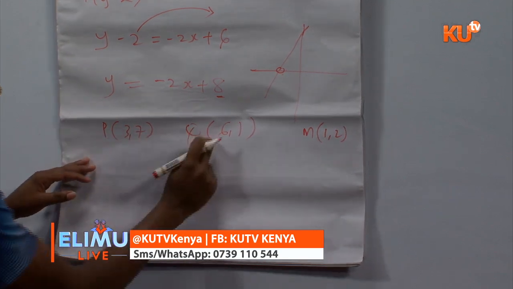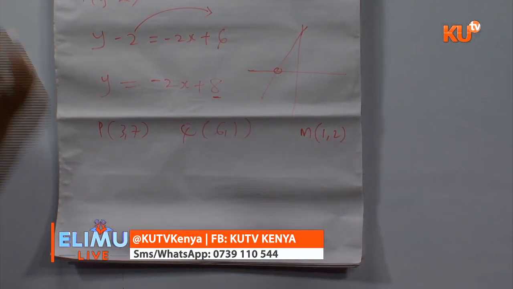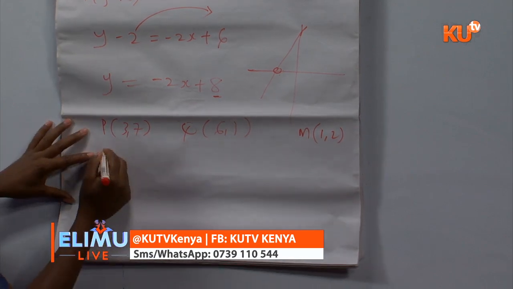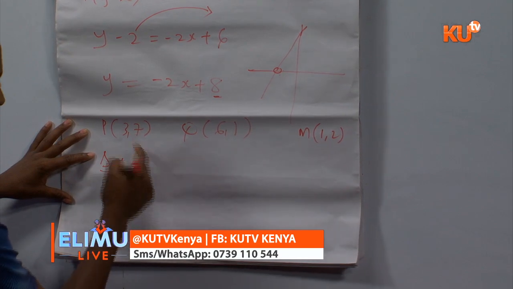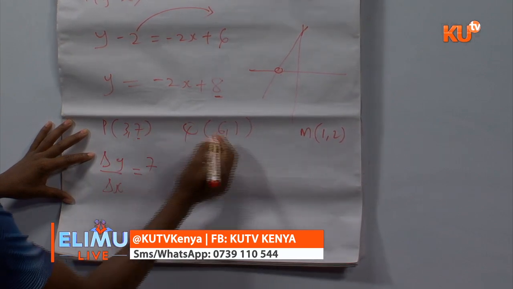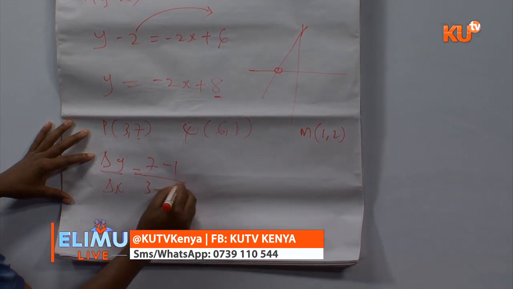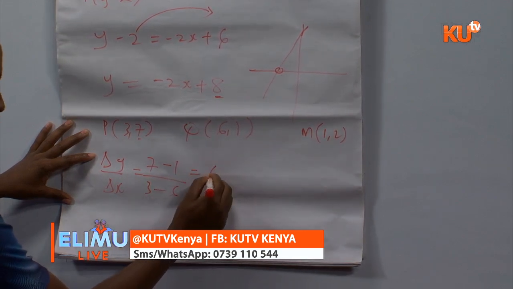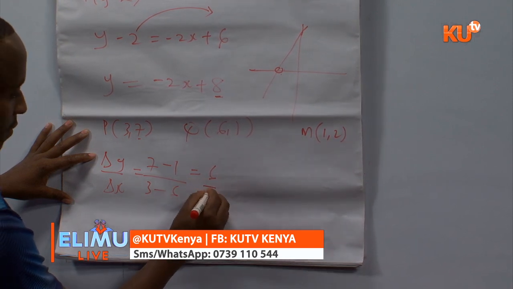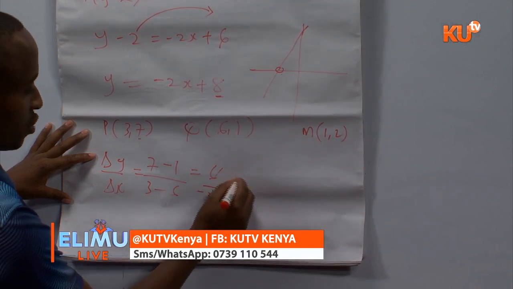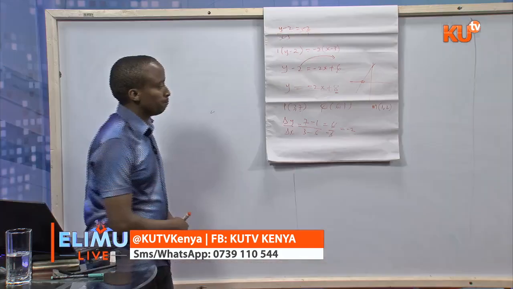Having known that this line meets the other line at 90 degrees, or perpendicularly, the gradient of this line is equal to change of y over change of x. So we say that is (7 - 1) divided by (3 - 6). That is 6 over -3. Divide by 3, this one gives -2. The gradient of this line is -2.